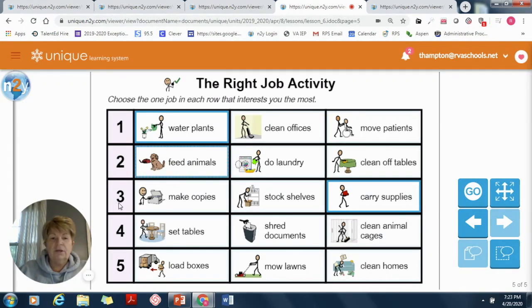And then row number 3, make copies, stock shelves. Now that's just a very fancy way of saying that you're opening the boxes. Maybe you're opening boxes that have 10 packages of Kleenexes in them, and you're taking them out of the box and placing them on the shelf. So you're just stocking or filling up the shelves with everything they need. Or carry supplies.